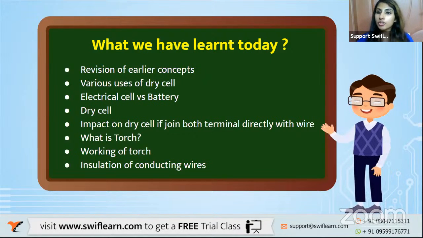Then what is a torch? A torch is when two cells are connected together, and there is conduction of electricity, and the filament will get heated up, and that is how we get the light. Okay, so the working of a torch, I think we have discussed it twice.